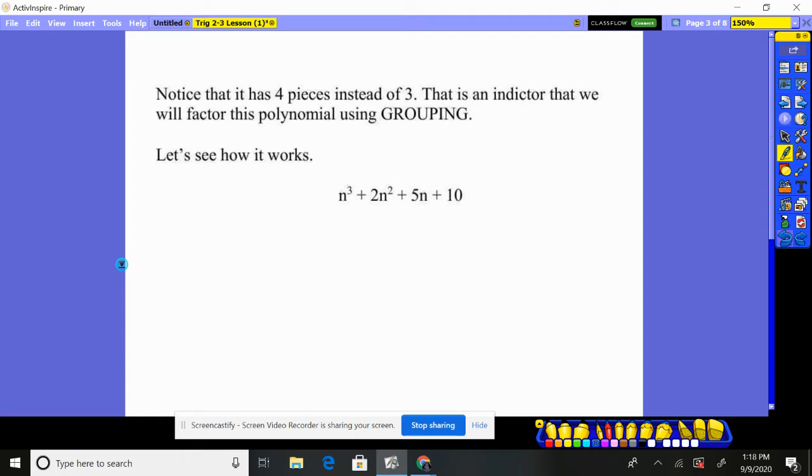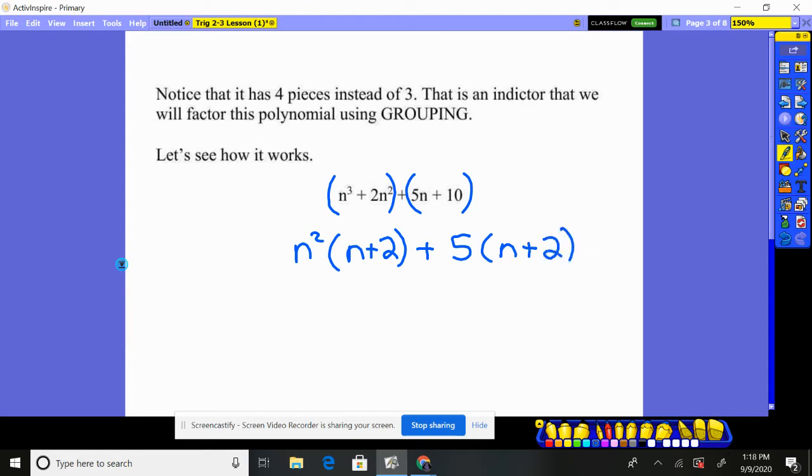We look at the first 2, we group these 2 together, and we group the next 2 together. Now we say, hey, who factors out of each one? So out of this first group, what factors out? Well, they both have an n squared that would come out. That's going to leave behind an n plus 2. Now on the next piece, what do they both have? Well, they have a 5n and a 10. A 5 can factor out, and you're left behind with n plus 2.